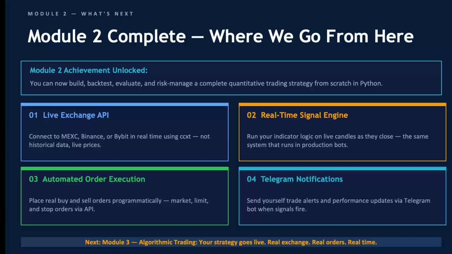In episode 5, we move to module 3, which is algorithmic trading. We connect to a live exchange API, build a real-time signal engine, and execute trades automatically. Everything we built in module 2 becomes the brain of a live bot.